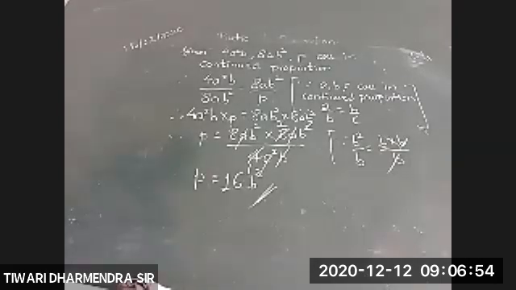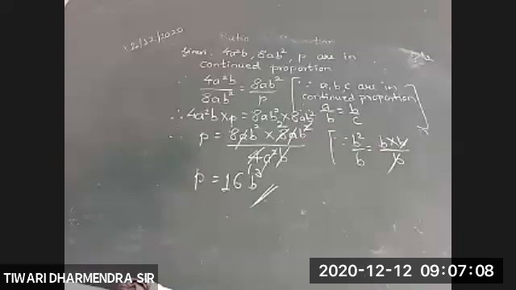A bit calculative problem, but we can evaluate it, no problem. Which number should be subtracted from 7? Listen carefully, very interesting problem. Which number should be subtracted from 7, 12, and 18 such that the resultant numbers are in continued proportion? Means, we play a game of this type. What number should be taken out from these three numbers so that their ratio will be of the form a by b equal to b by c?